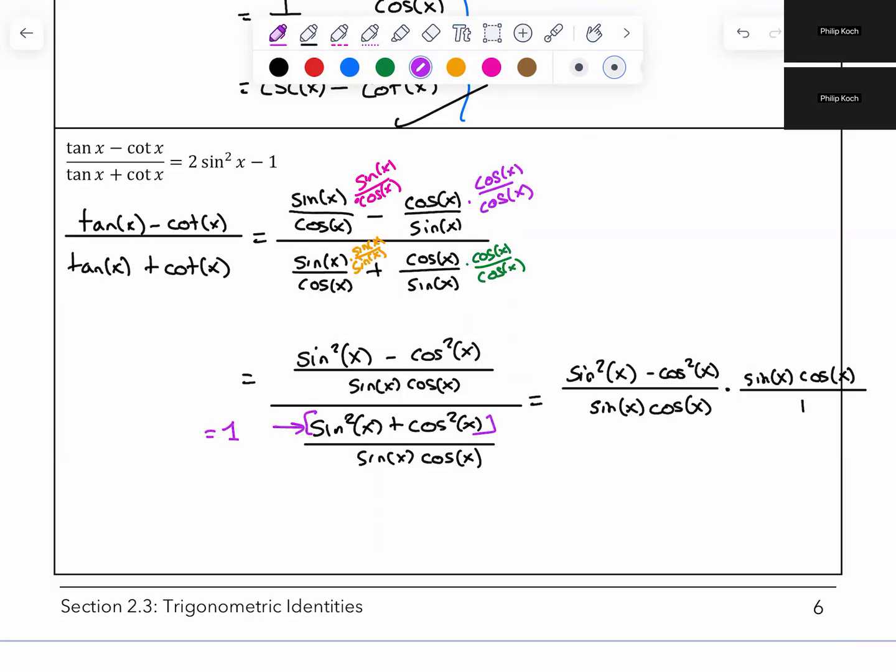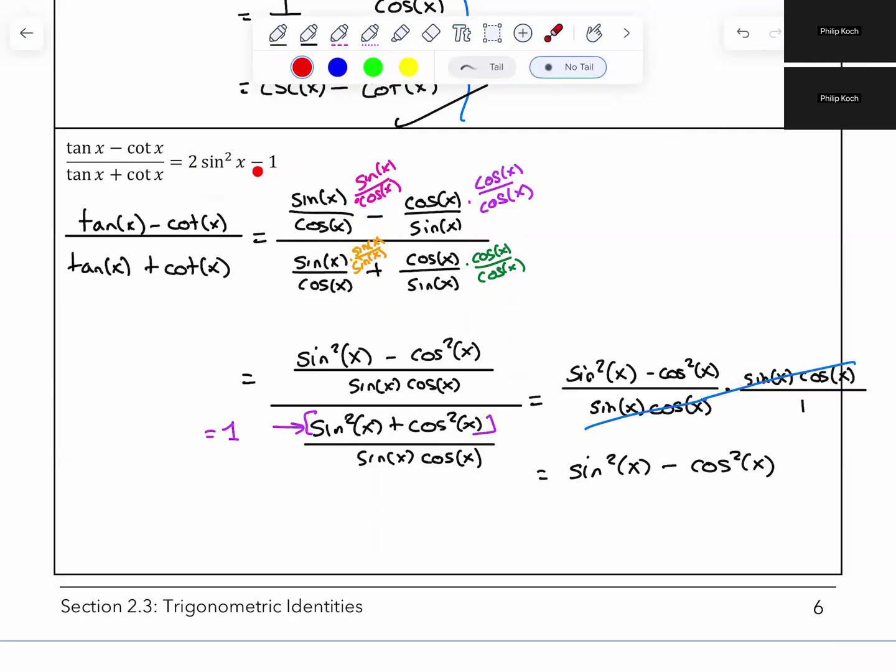You can do that either way. The sines and cosines in the numerator and denominator cancel, and all I'm left with is sine squared x minus cosine squared x. Okay, that's good news. So try and take your little victories as you take them. We got rid of fractions. We no longer have fractions, which means we're closer than we were before, because we need to get to no fractions. What else can I do now?